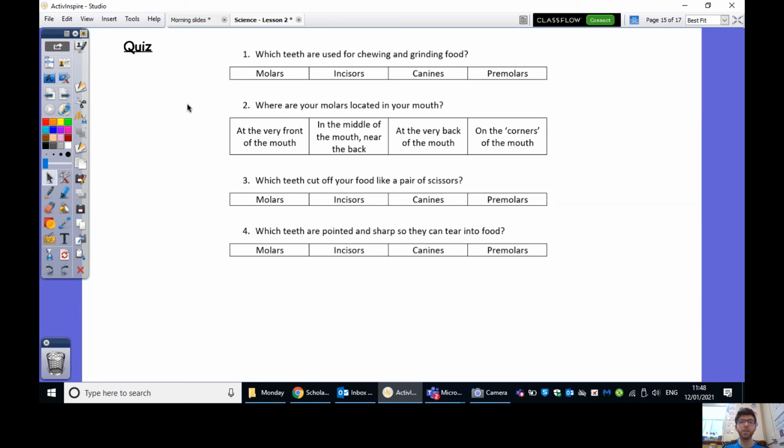So, which teeth are used for chewing and grinding food? Where are the molars located in your mouth? Which teeth cut off food like a pair of scissors? And which teeth are pointed and sharp so they can tear into food? Pause the video now, give that quiz a little go and resume when you are ready. Well done, guys. Off you go.